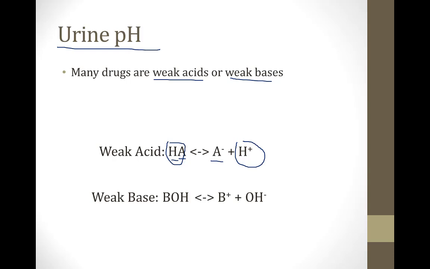Weak bases are something like a base B connected to an OH molecule, and that can fall apart and become a positively charged base plus an OH negative molecule, like I've shown right here.